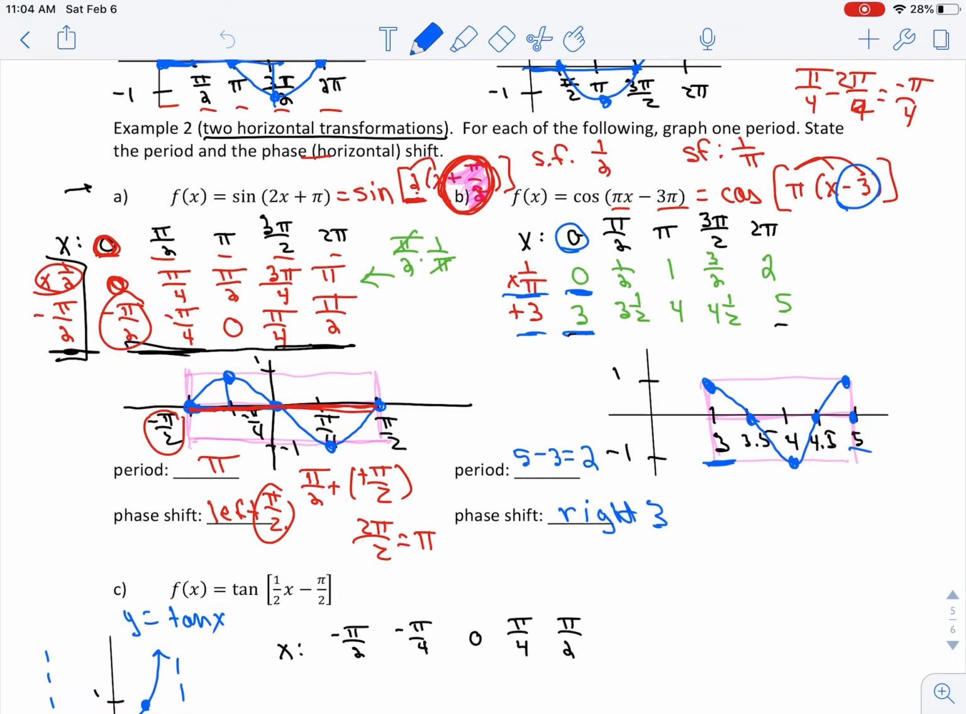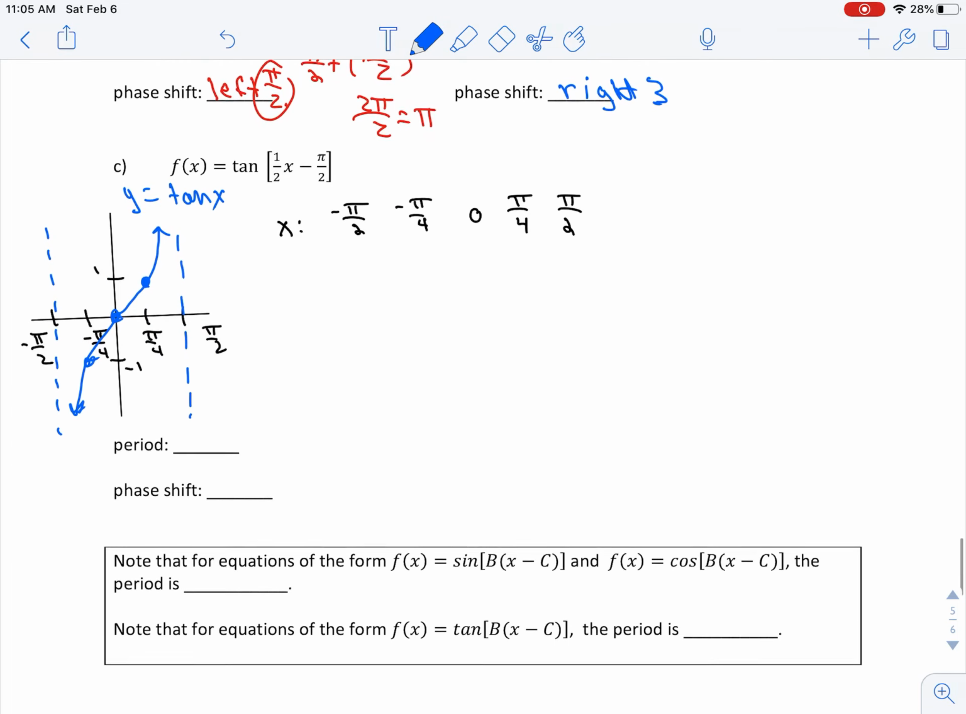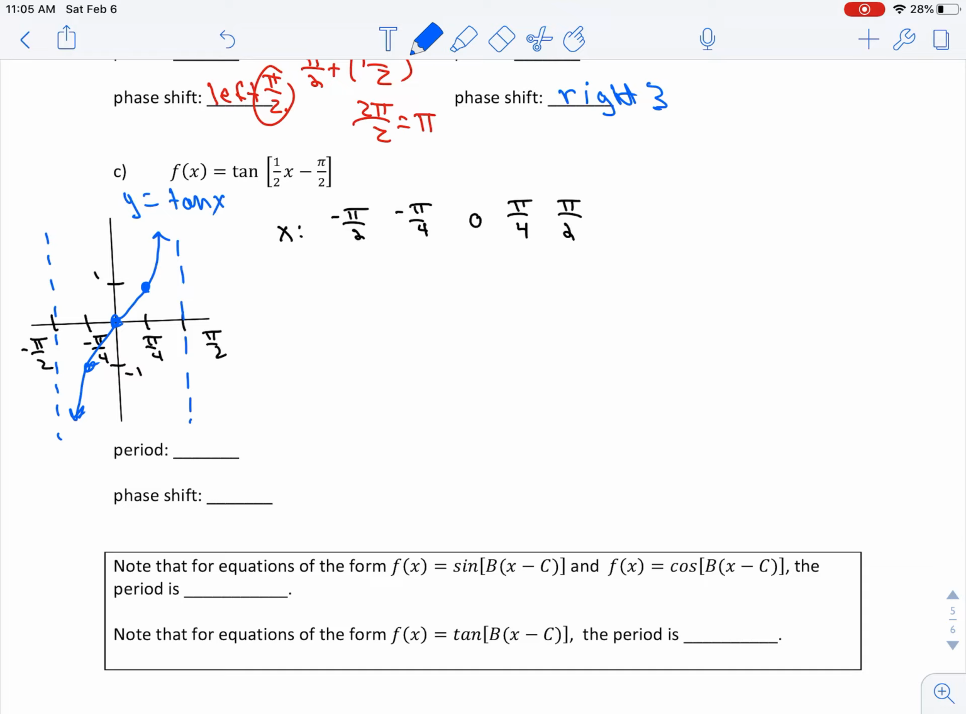In this next video, we're going to be finishing up example 2, where we're looking at two horizontal transformations, and we're going to be looking at the tangent function and then also making a summary down at the bottom. So for this particular one, we have, again, two inside changes, and so those are both going to be horizontal. That changes the x values.